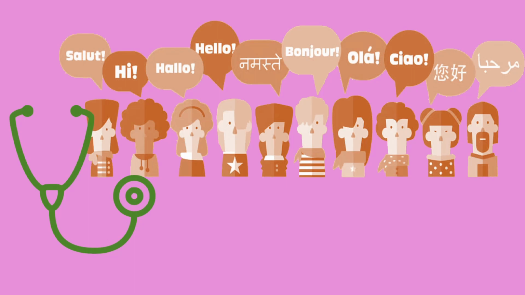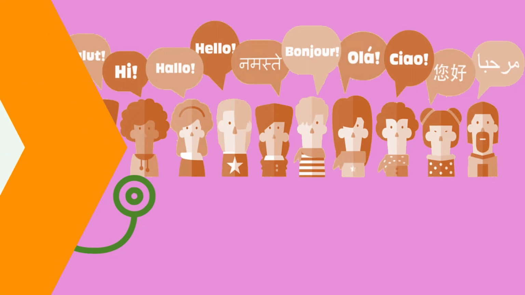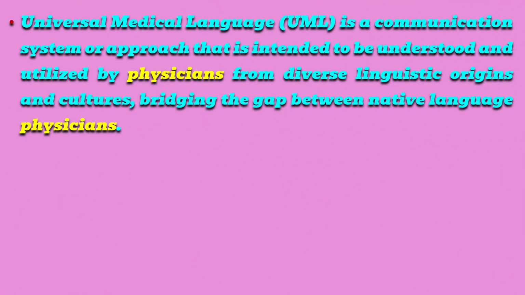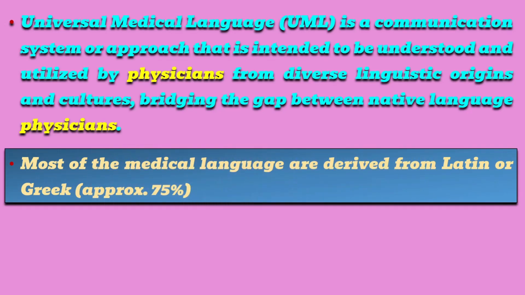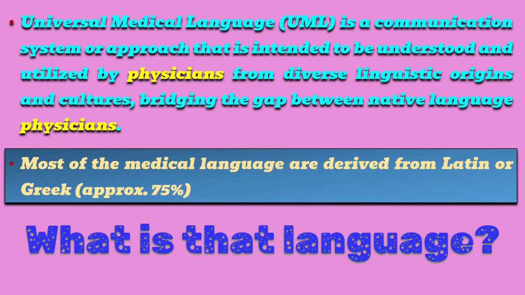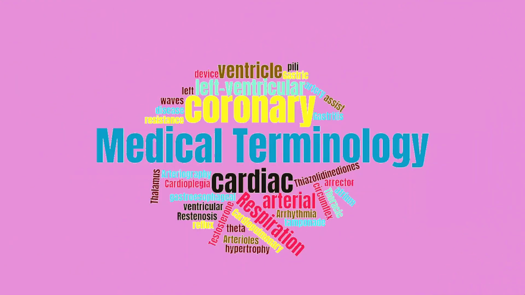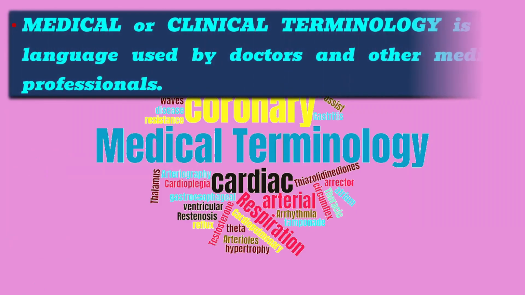Is there any language for the medical fraternity? Universal medical language is a communication system or approach that is intended to be understood and utilized by physicians from diverse linguistic origins and cultures, bridging the gap between native language physicians. Most of the medical language is derived from Latin or Greek, approximately 75%. Now, what is that language? Medical or clinical terminology is the language used by doctors and other medical professionals.